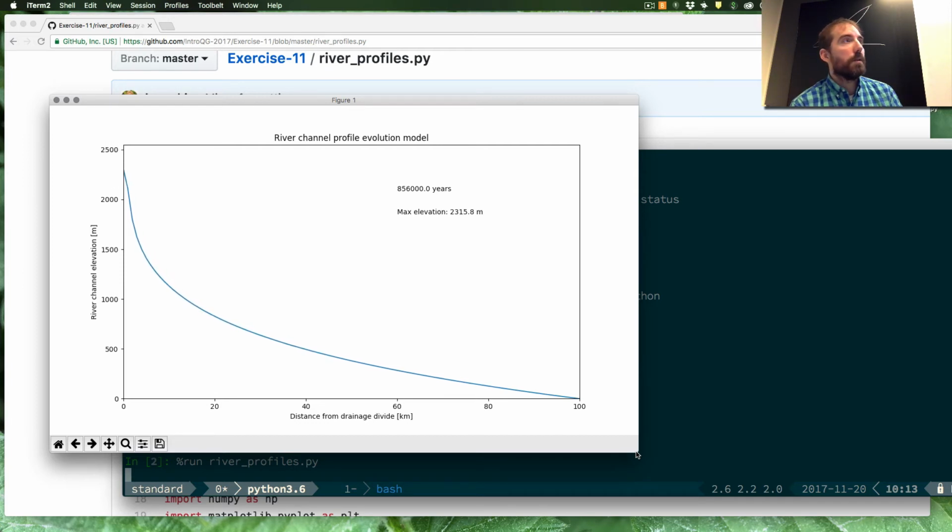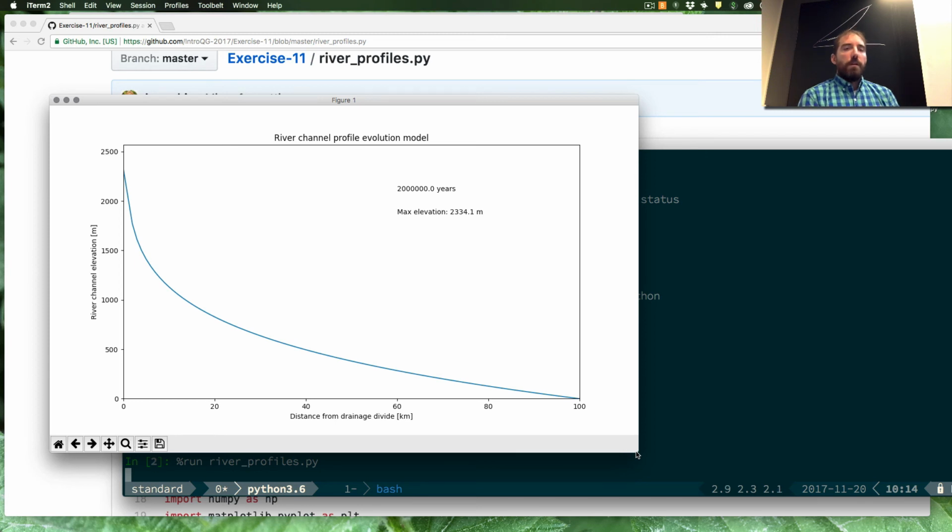Then you'll start changing some of the numbers, and you're asked some different questions about how the code works and things like that. So yeah, that's the exercise for the week. Are there any questions? Did you kind of follow how this bedrock river stuff works? I know it's not maybe that familiar, but did you at least kind of get the idea of how this stream power erosion works? Yeah, mostly.